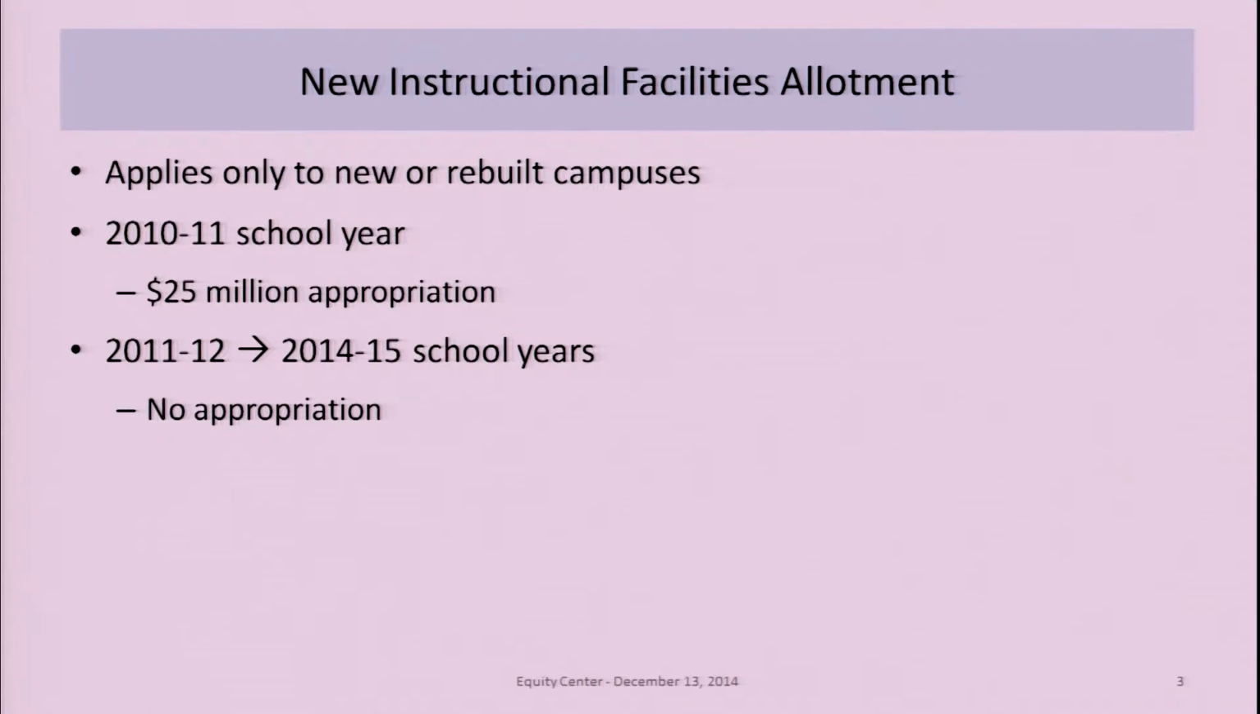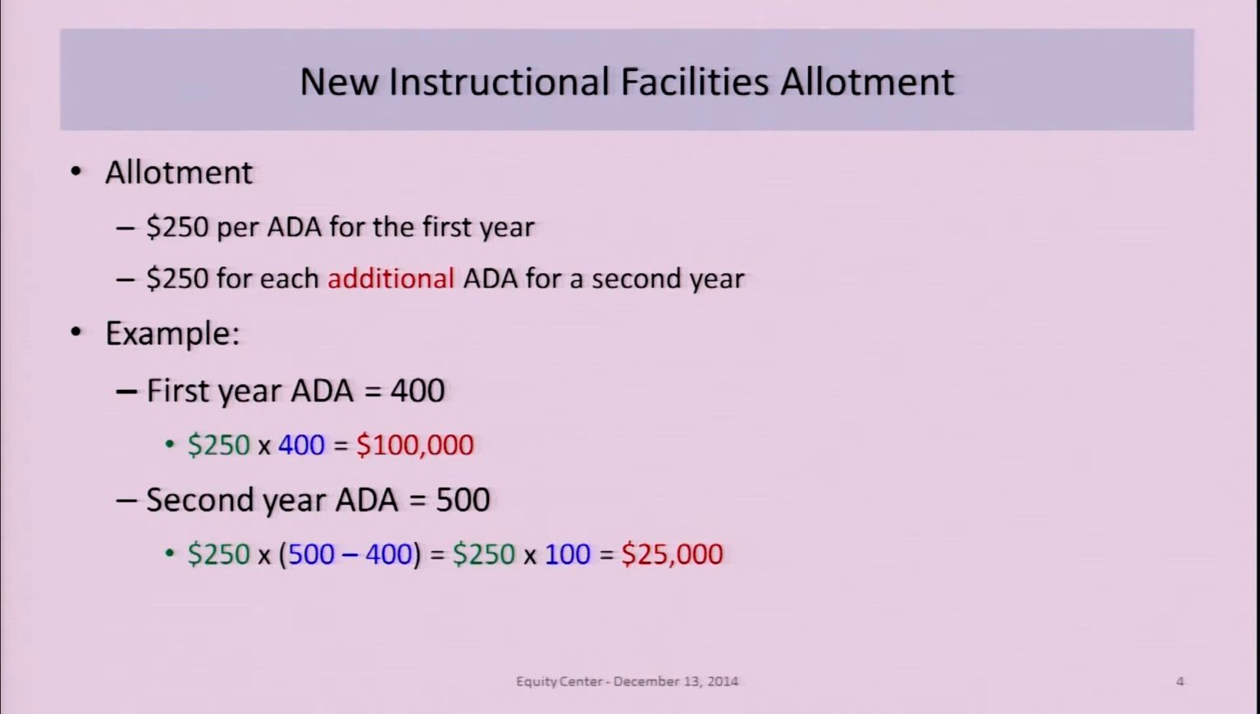And 2010-11 was the last year it was funded, and it's about $25 million that is spent. And if you have more than what the formulas would give you at $25 million, then they'll prorate it out. But beginning in 2011-12, that's when we had the recession and the state cut funding and they zero funded NIFA. It's still in statute, but it was zero funded. There's no appropriation for it, and there hasn't been for 4 years now.